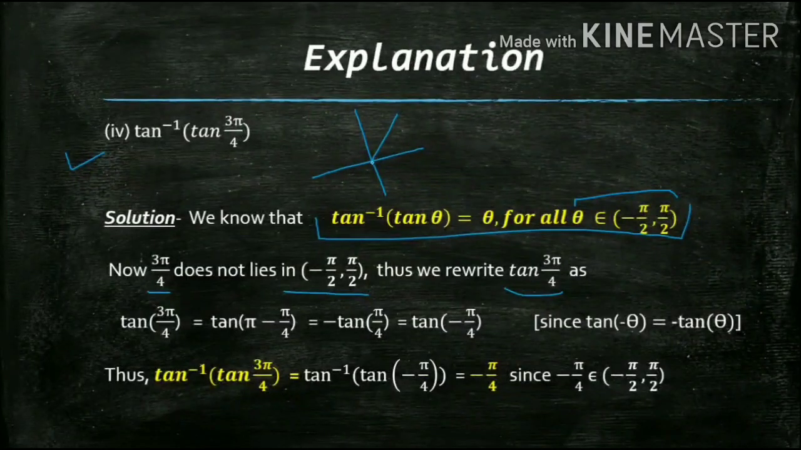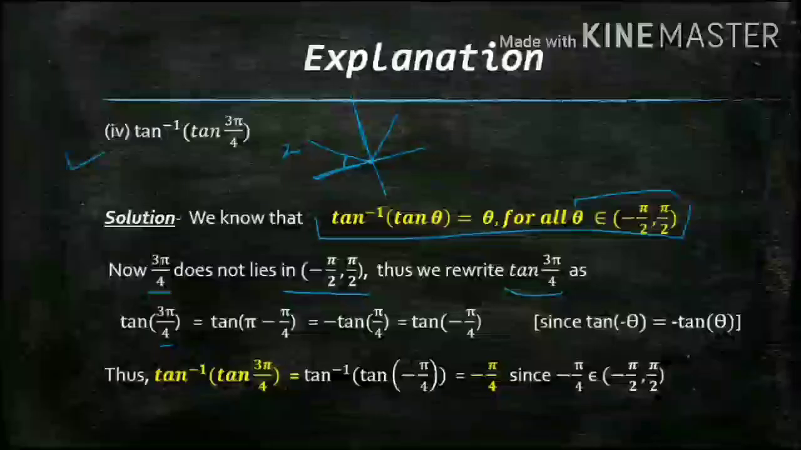This is pi by 4. This is 2 pi by 4. And 3 pi by 4 basically lies in the second quadrant. So now I can break. Now look at how I'm breaking. I can write tan 3 pi by 4 as tan of pi minus pi by 4, that is, negating some value from pi.